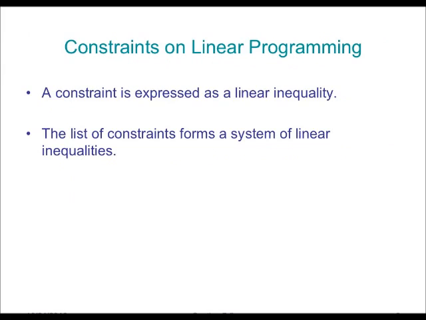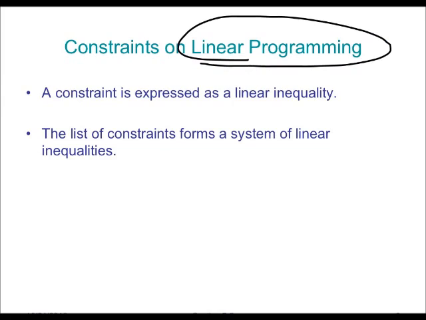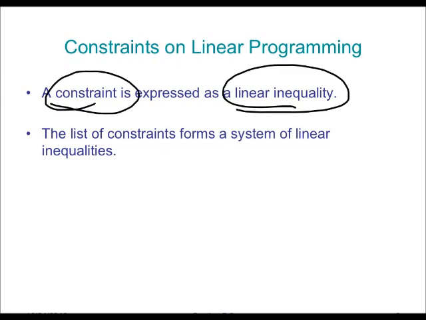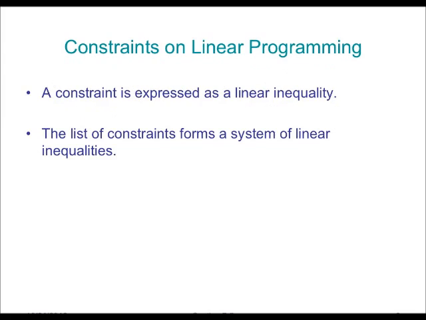A constraint is expressed as a linear inequality. When we're talking about linear programming, these word problems that we're going to be doing, if we have inequalities, instead of calling them inequalities, we call them constraints. So just a different name for the same thing. The list of constraints gives us a system of inequalities.